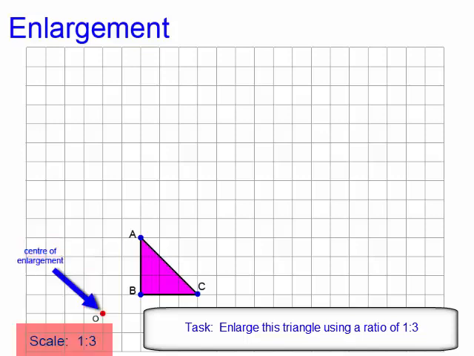This scale indicates that for every 1 unit of measurement in the smaller triangle, there will be a corresponding 3 units of measurement in the new triangle. So using the centre of enlargement and the scale, we will now construct our new triangle. The first thing we do is take 3 points of reference in our small triangle. In this example we have taken point A, B and C.